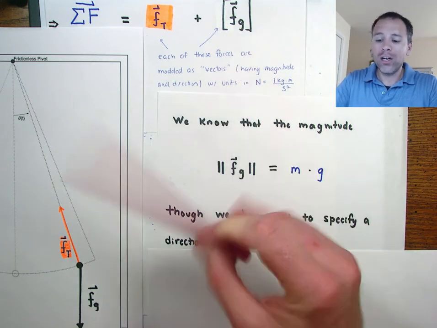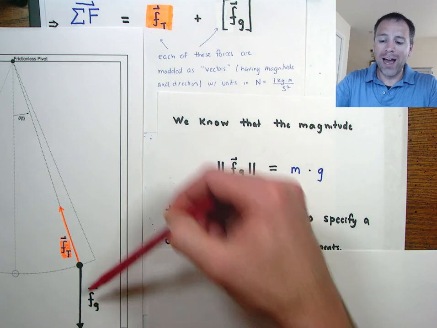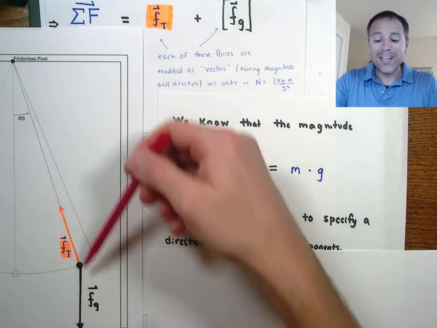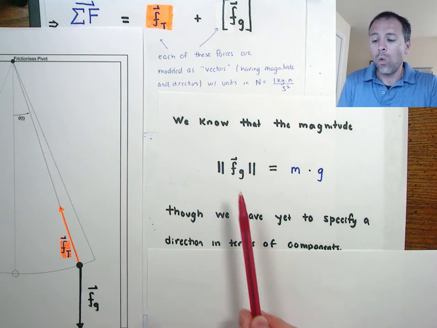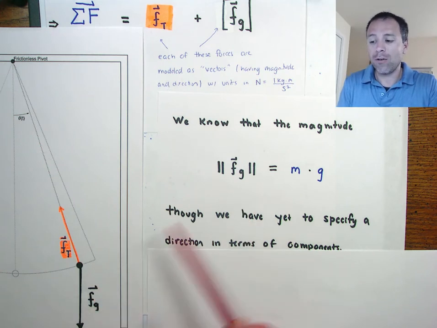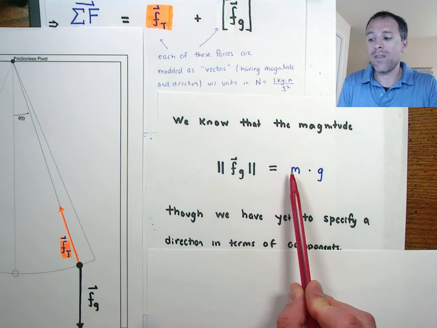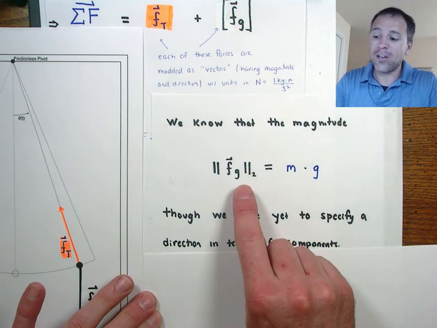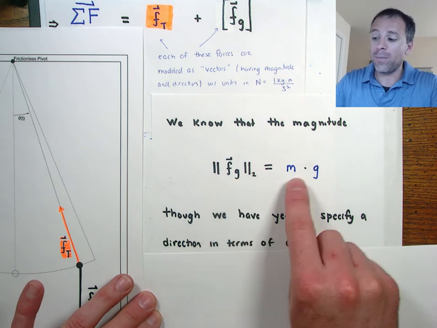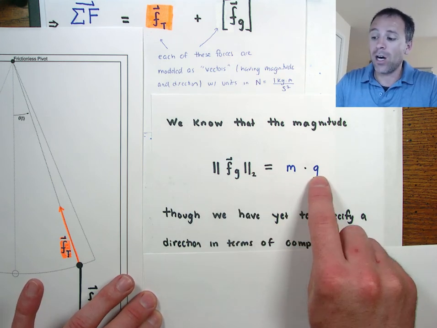If we look at the force of gravity directly down, pointing parallel to the line defined by the equilibrium position, we could say that the magnitude of the force of gravity is going to be the mass times the acceleration of gravity. In mathematical terms, what we're saying is that the 2-norm of that vector is going to be the constant m times the constant g.